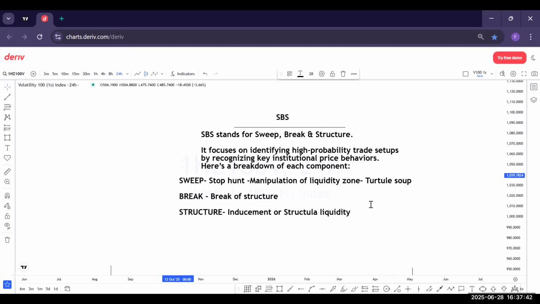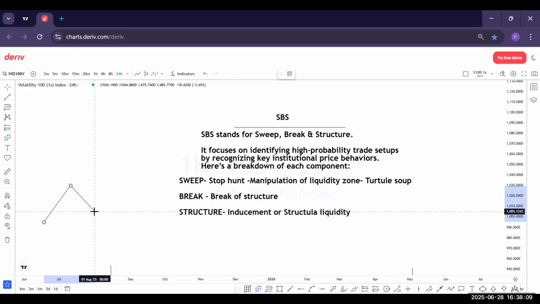However, you can easily grab it. This is not just a pattern. It's not just a setup. There are rules, things you need to look out for before we talk of the SBS. Again, the sweep has to do with the stop hunt. A sweep happens when price takes out buy or sell side liquidity.